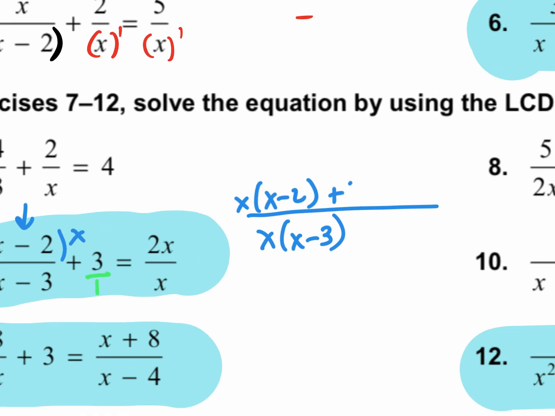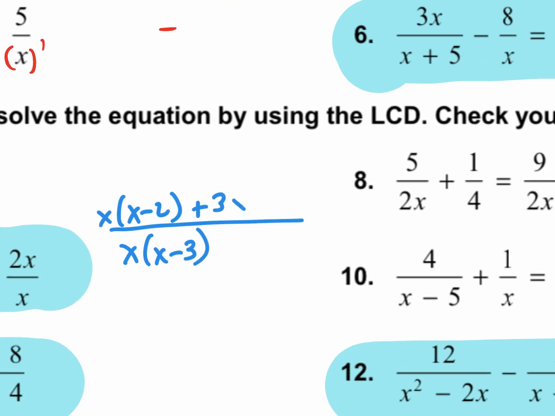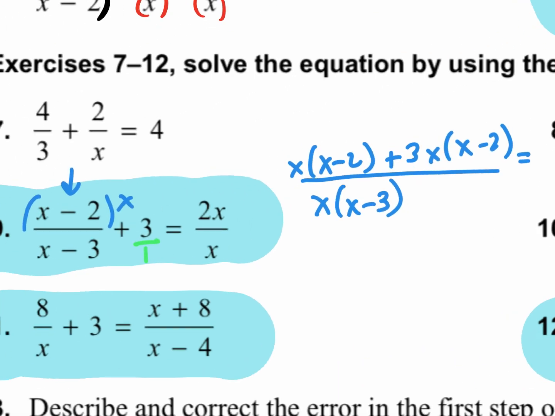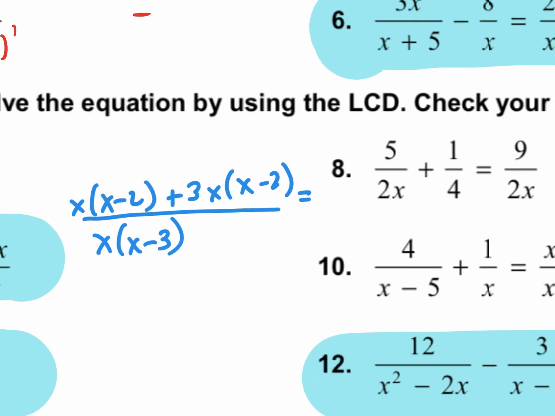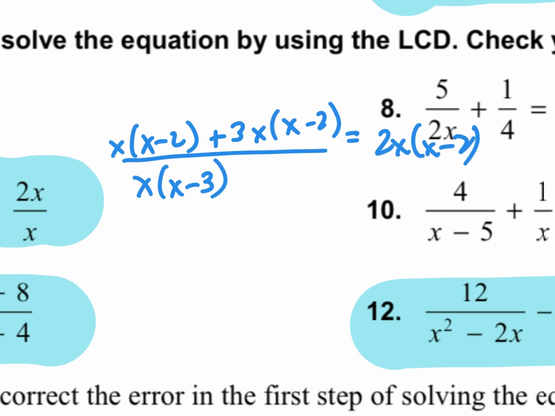My second fraction, the 3, what is it missing? Both. Missing everything. So x times x minus 2 equals, what's my third fraction missing? The x minus 2. So 2x times x minus 2. Once you get everything to have the same denominator, what can you do to the denominator? We'll cross it off.